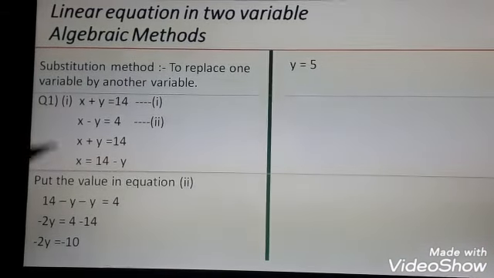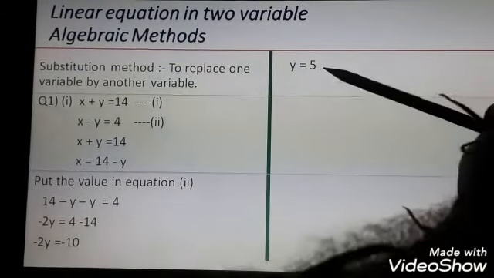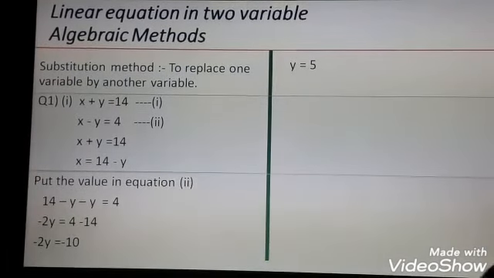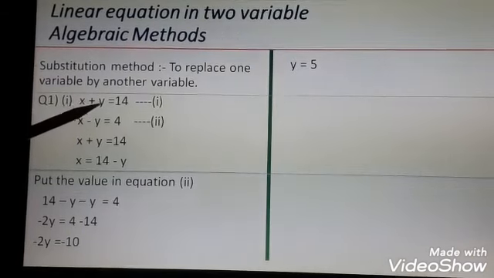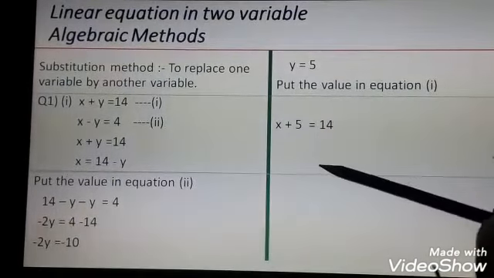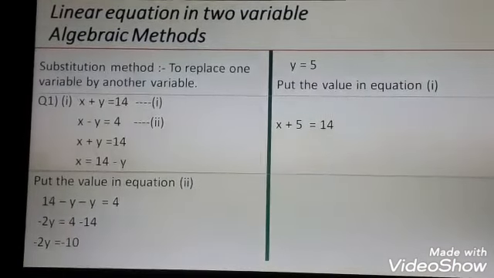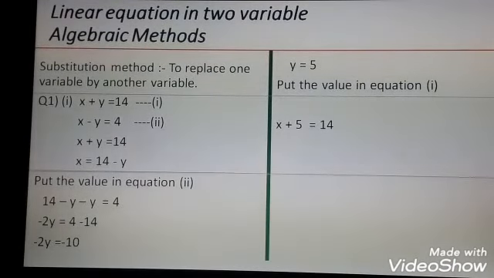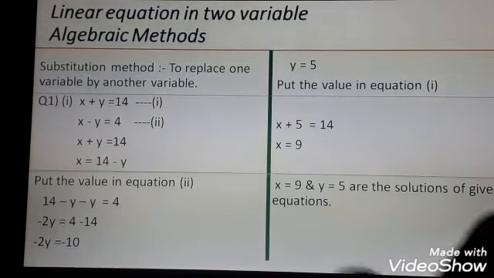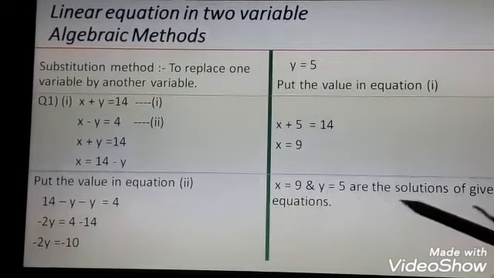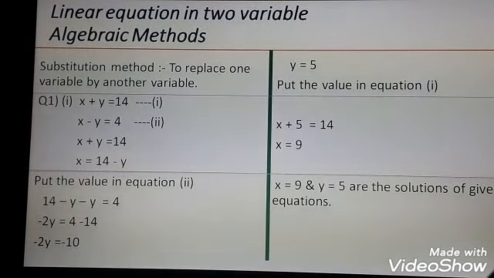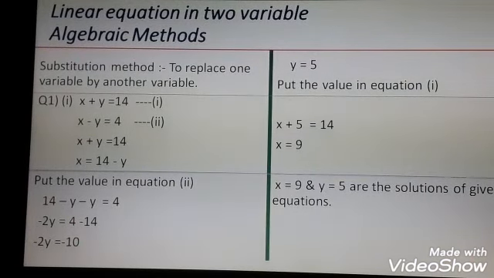So now we'll substitute this value of y equal to 5 in the first equation. When you replace y with 5, you'll get an expression of the type x plus 5 equal to 14. Now you can calculate the value of x, that comes out to be 9. Therefore x equal to 9 and y equal to 5 are the solutions of the given equations. So we have found the solution of the equations with the help of the algebraic method.